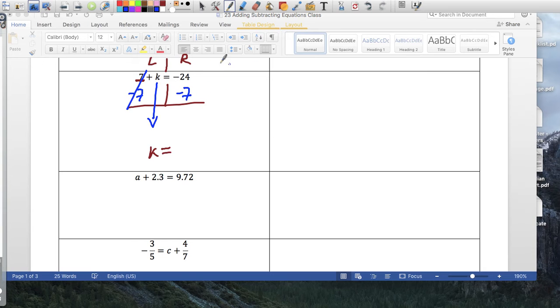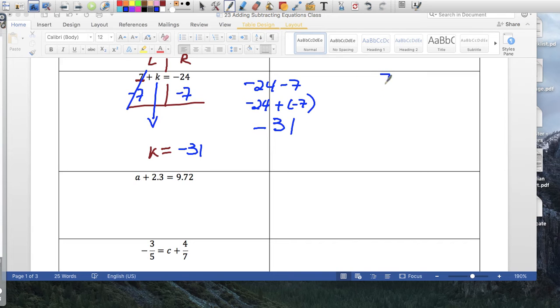And negative 24 minus 7, again, take the time to do it on the side. Negative 24, if you like, change it to addition. It's just negatives, so it's going to be a lot of negatives. 24 plus 7 is 31. So k is going to be negative 31.